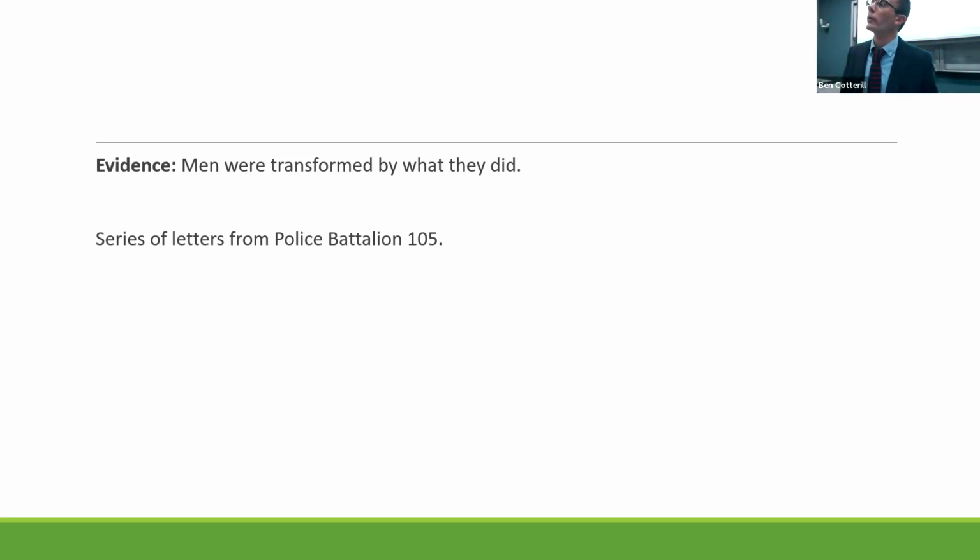Furthermore, the fact that these men were given the choice to sit out probably further increased the need to justify what they were doing, okay? Now, I'm going to show you a series of letters by a soldier in Police Battalion 105 to illustrate this. It's a similar battalion to 101, but operating in Lithuania. But it's just that these letters pretty well illustrate what I'm talking about.